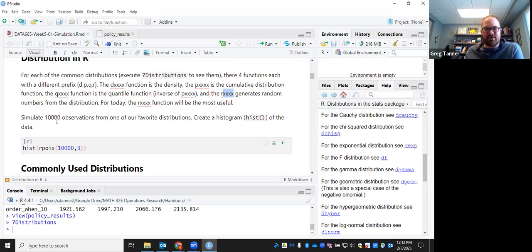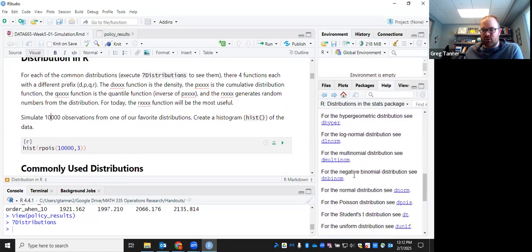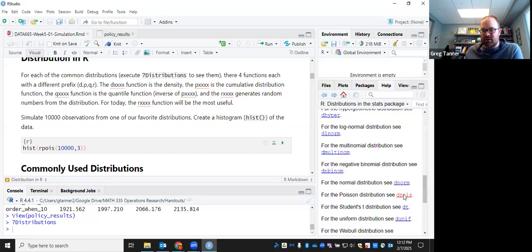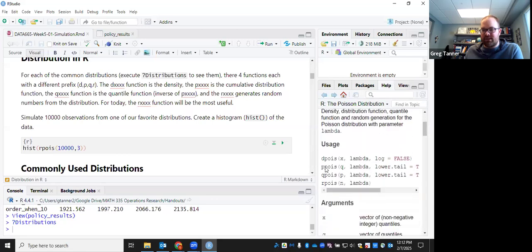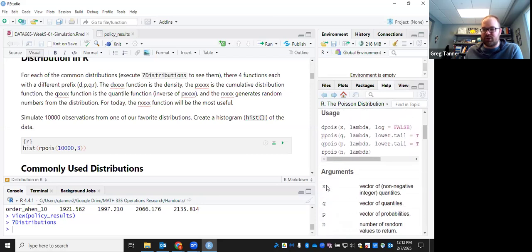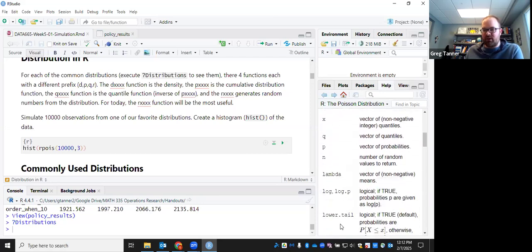Okay. So I encourage you to pause the video, open up the linked R Markdown file. Let's generate 10,000 observations from one of your favorite distributions. I'll talk a little bit more about some commonly used ones, but you can scroll through here and let's look at Poisson first. You'll notice here are the four functions that deal with the Poisson distribution, as well as what the arguments are.